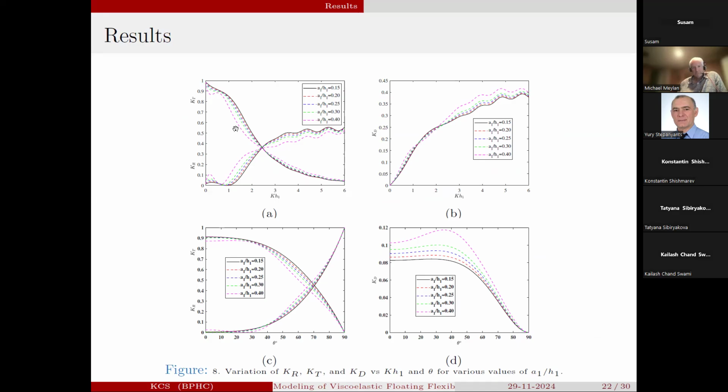Yes, and similar results for the incident angle are added here. As the value of A1 by H1, the amplitude, increases with respect to the incident wave angle, the dissipation also increases and the transmission decreases for the 0 to 40 degree range of the incident wave angle.